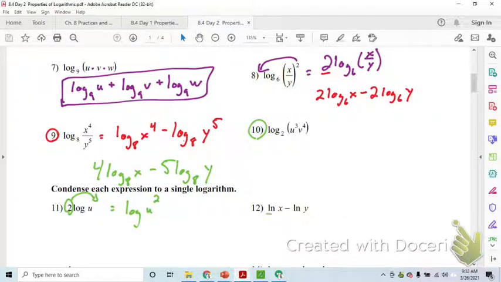Then this is a natural log over here. So no worries. If it's being subtracted, it turns into a quotient rule, so they're going to be divided. So natural log of x over y. All right, so there's that.